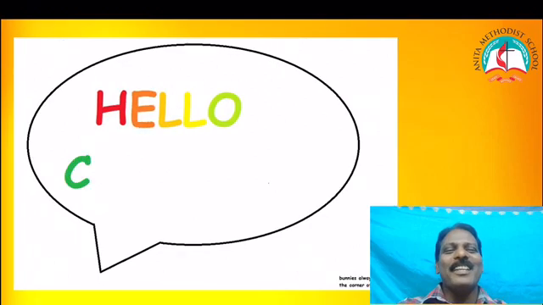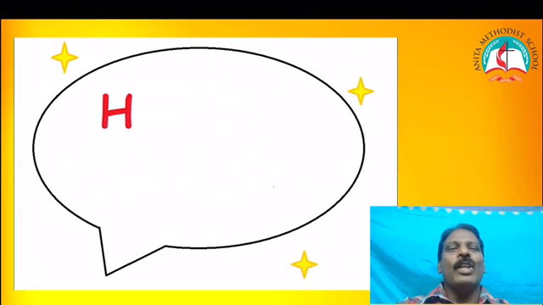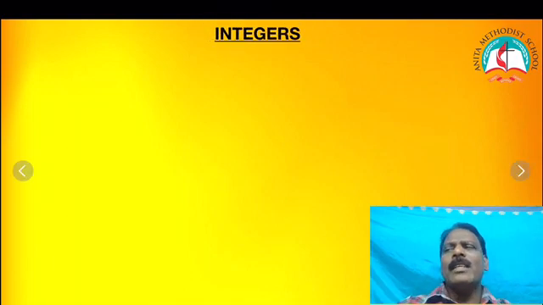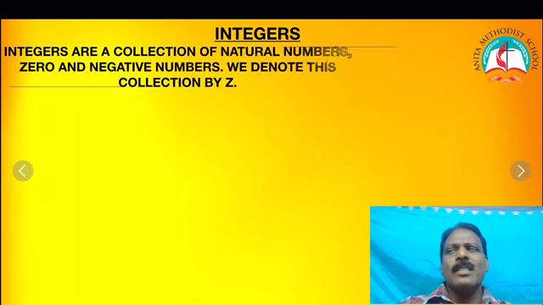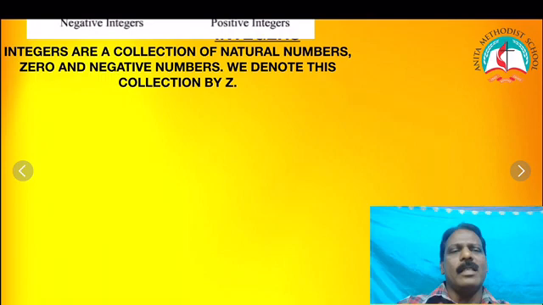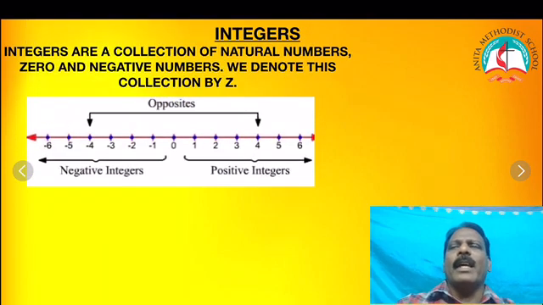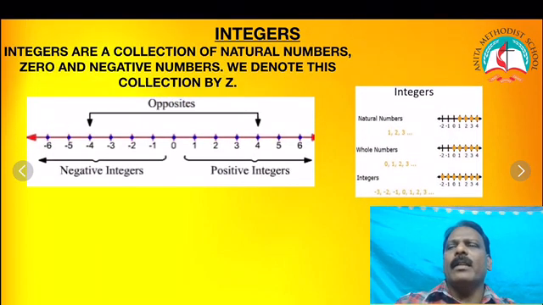Hello children, today we are going to learn about integers. What are integers? Integers are a collection of natural numbers, zero and negative numbers. We denote this collection by Z. See that figure. Integers are given.